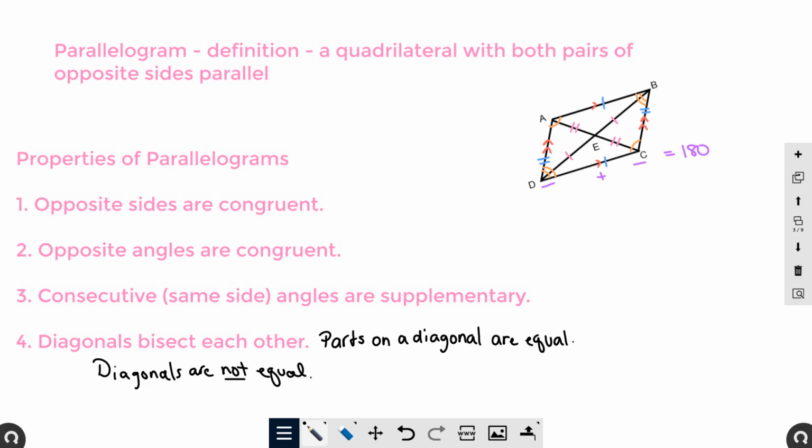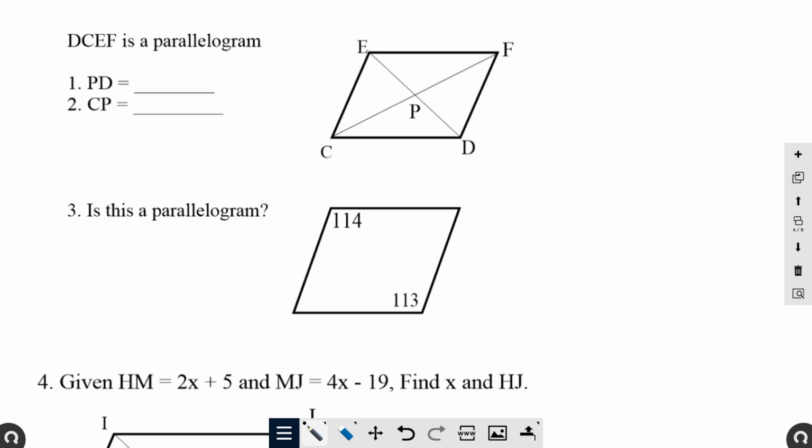Okay, the rest of the examples I have are on a worksheet for you, so I'm going to pass those out so that you do not have to draw these parallelograms, but they will be drawn for you. But keep those properties out so that you can refer to them.